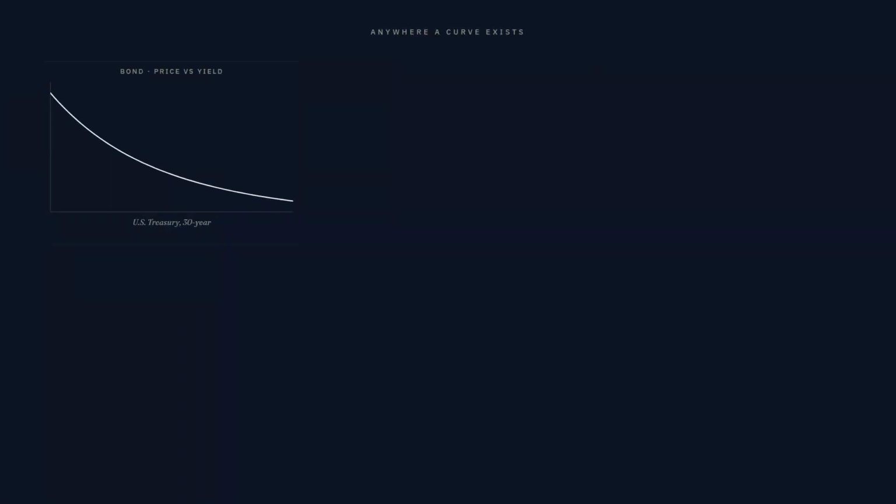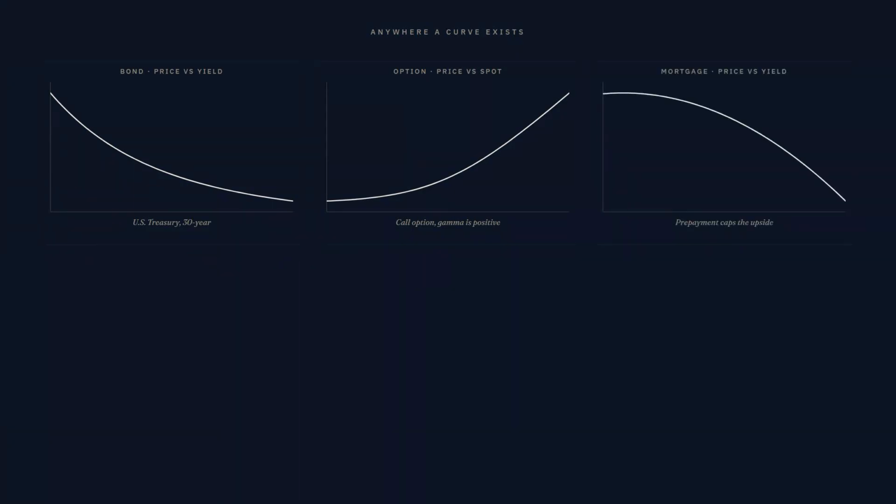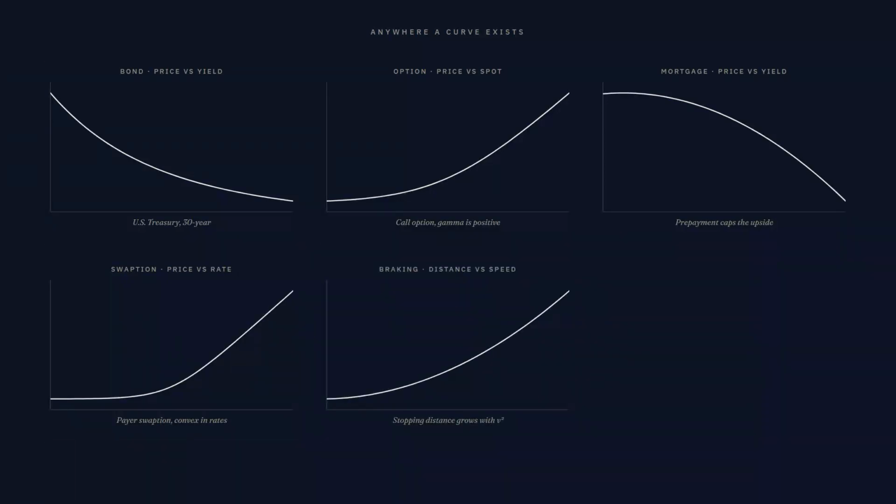Anywhere in finance, or anywhere outside of it, where the relationship between two things bends rather than going in a straight line. Watch the grid. Bond price versus yield on the top left, the curve we've been studying. An option's price versus the price of its underlying, top center, a curve traders call gamma. A mortgage's prepayment rate versus interest rates, top right, the famous exception, where the curve actually points the wrong way. A swaption price versus rates, bottom left. The braking distance of a car versus its speed, bottom center. A drug's effect versus its dose, bottom right.